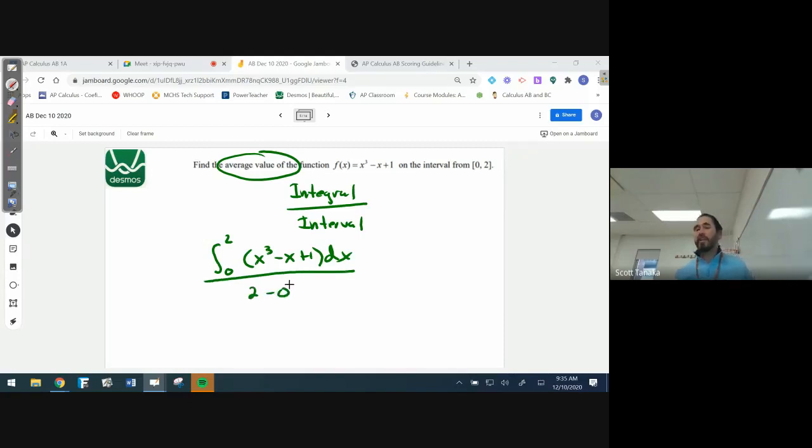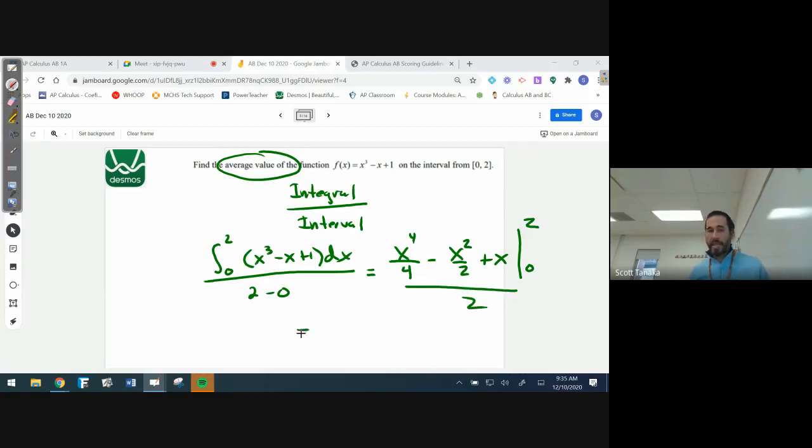Now, it's very important to pay attention to this. This question could be calculator or non-calculator. If it's calculator, you just math 9 it. Math 9, that's it. But if it was non-calculator, and FYI, if this was the actual question, it would be non-calculator because it's very easy to do the antiderivative, which would be x to the 4th over 4 minus x squared over 2 plus x. And I'm going to evaluate that from 0 to 2, and I'm going to divide by 2.